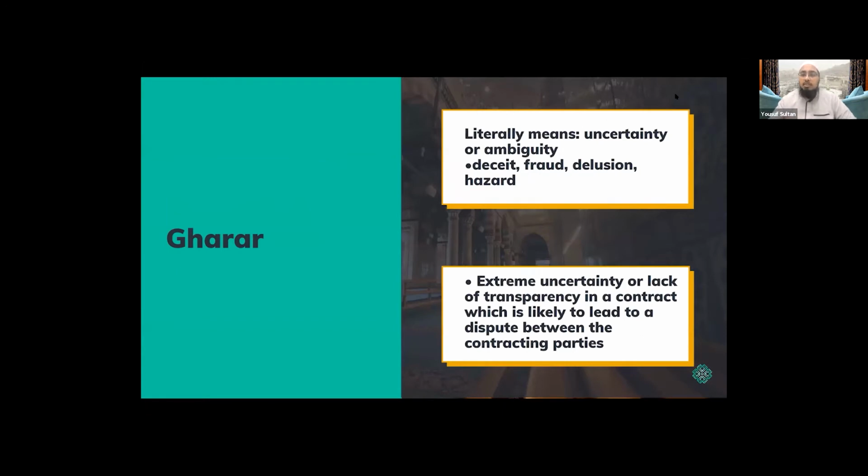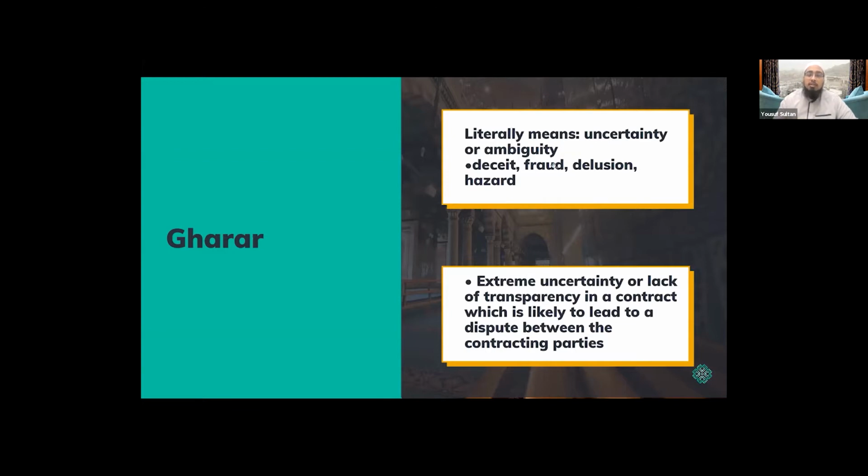So we discussed that gharar basically is an uncertainty or ambiguity, keeping very primary or important conditions of the contract ambiguous, because of which it can lead to deceit, fraud, moral hazard, or some extreme uncertainty or lack of transparency in a contract for clauses which need to be transparent or properly disclosed. So in general, this is gharar.